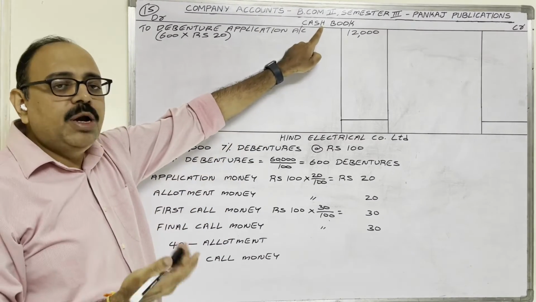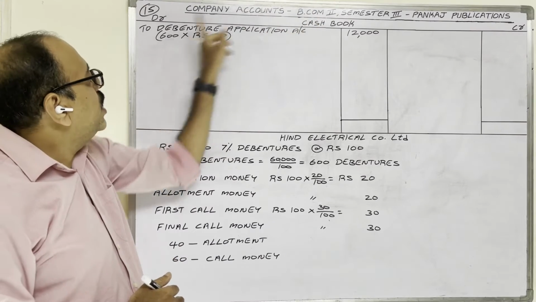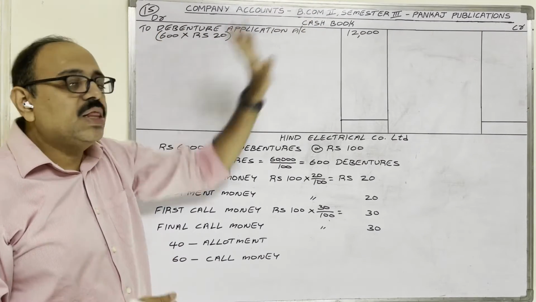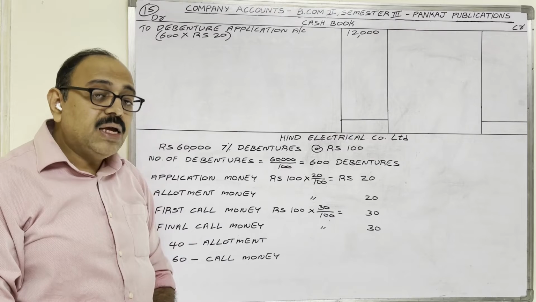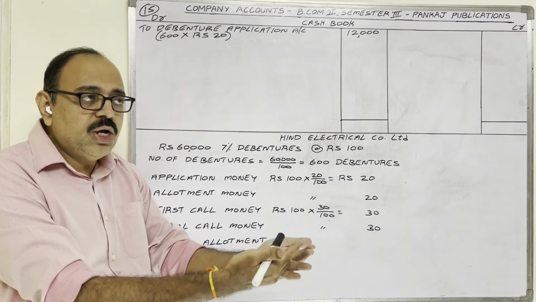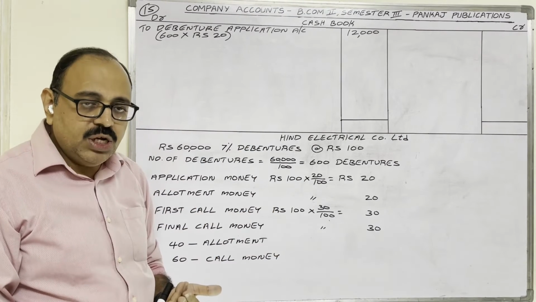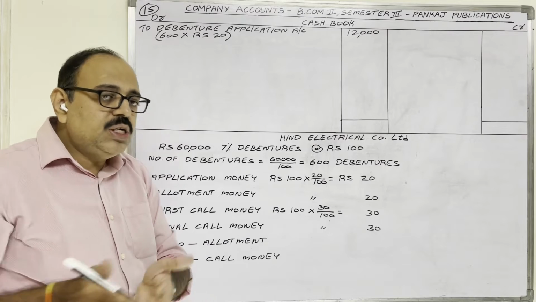Cash book means nothing but bank account. Bank account debit to debenture application account, 12,000 rupees. So why is bank debited? Because from debenture holders money is coming, 12,000. That amount the company deposits in the bank.